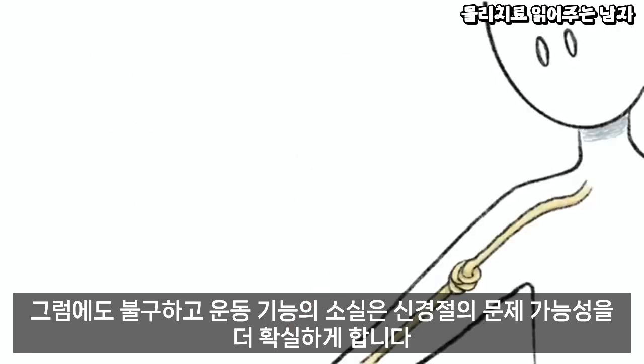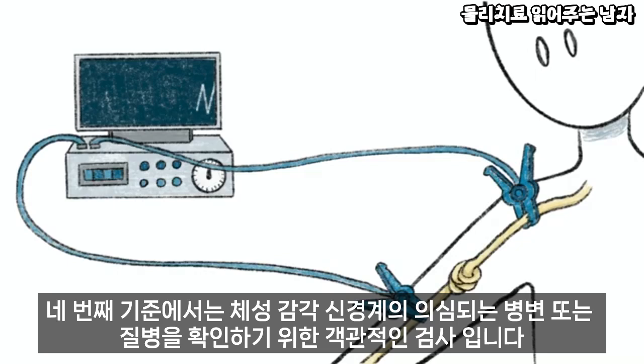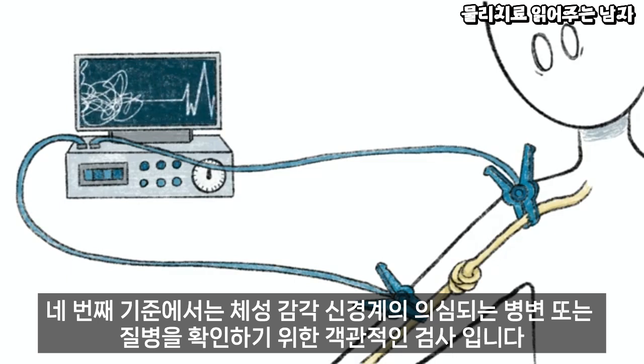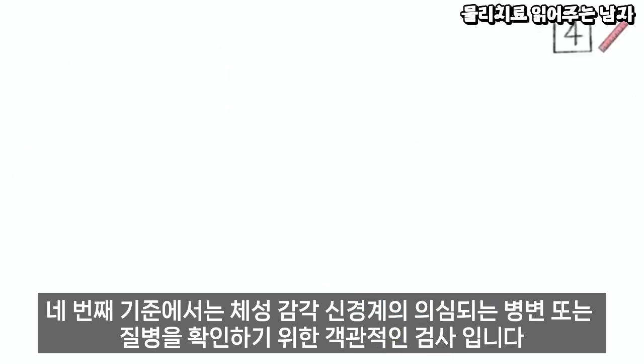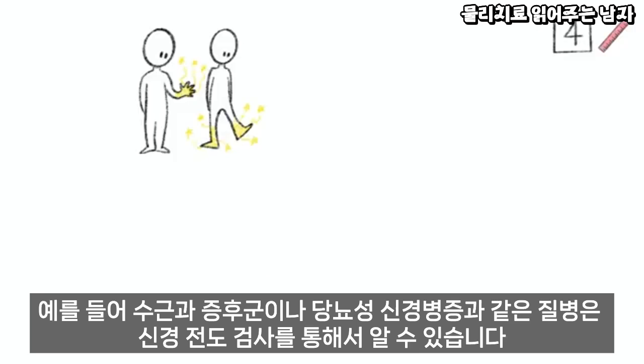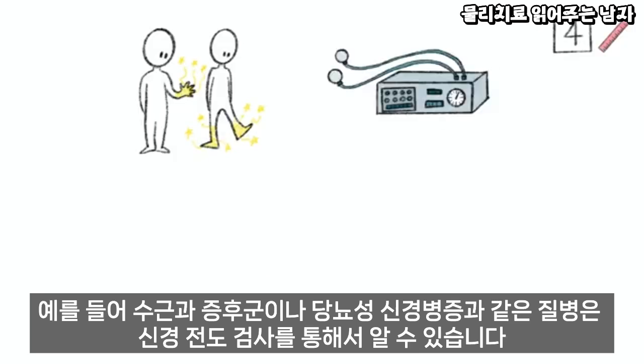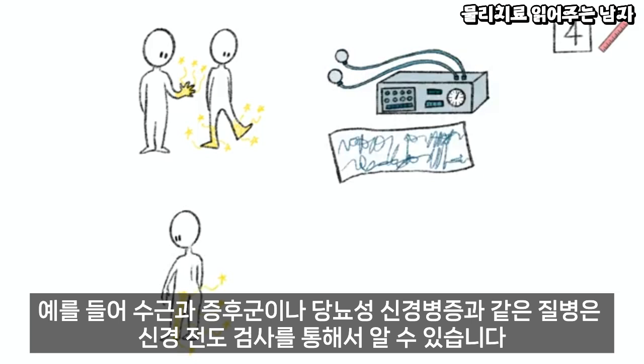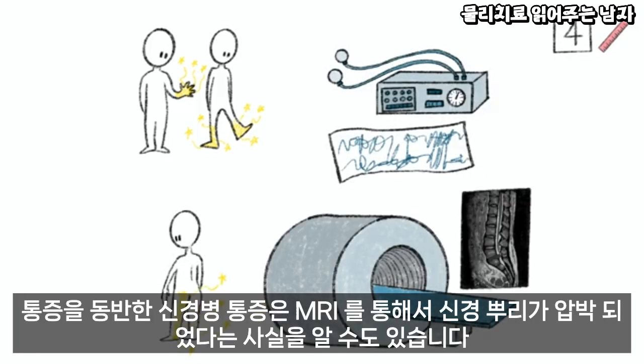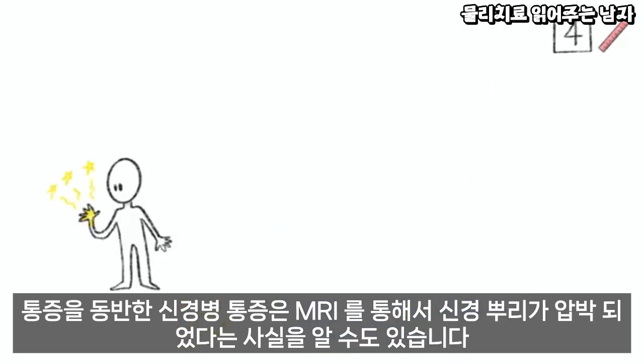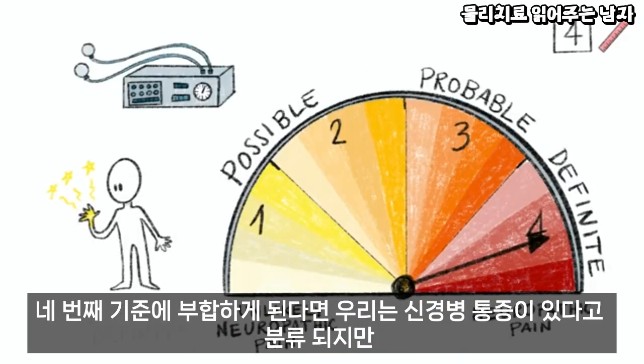Criterion 4 requires an objective diagnostic test to confirm the suspected lesion or disease of the somatosensory nervous system, explaining the pain. In case of carpal tunnel syndrome or diabetic neuropathy, this could be sensory nerve conduction studies. In the case of painful radiculopathy, this could be spinal imaging, showing a nerve root compromise. If criterion 4 is fulfilled, patients are classified as having definite neuropathic pain.